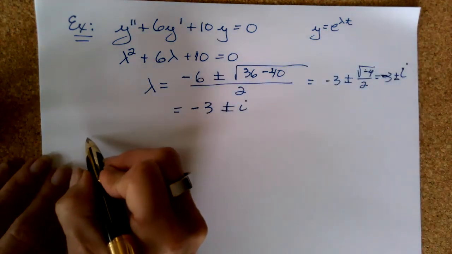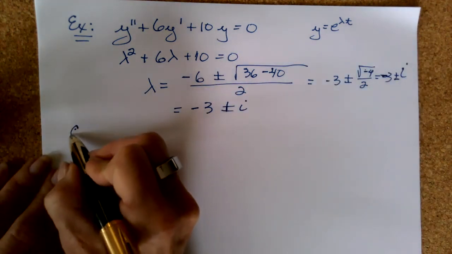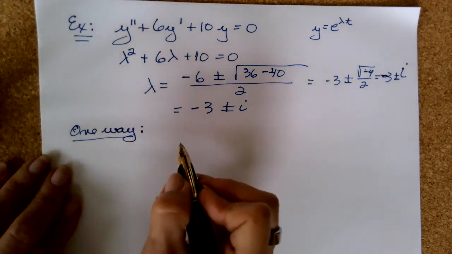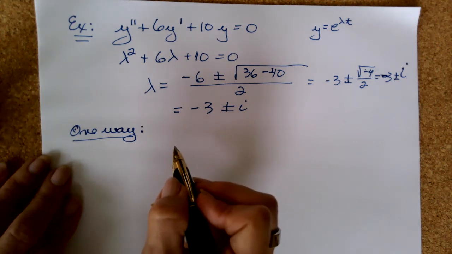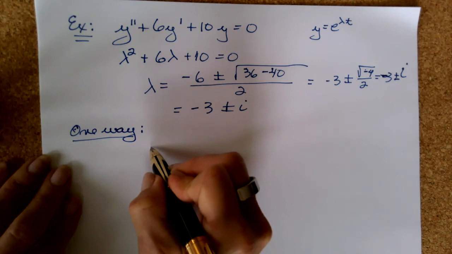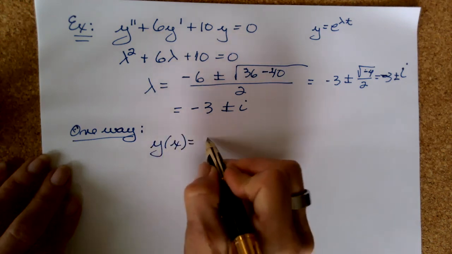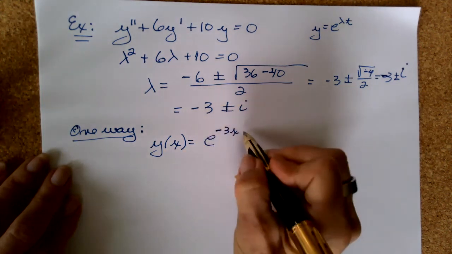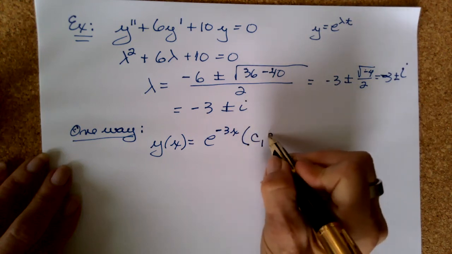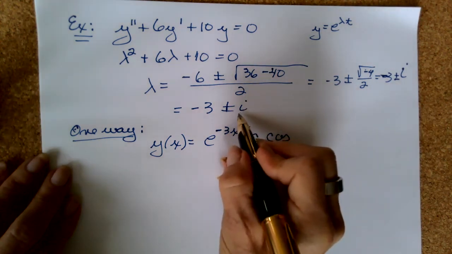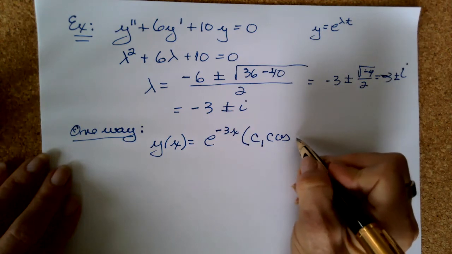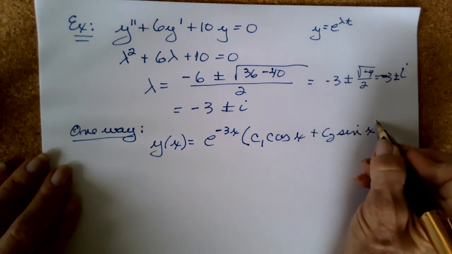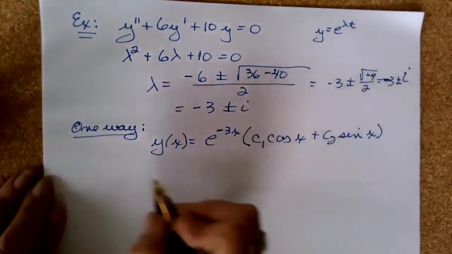I could write it as, one way, and I imagine this is the way that WebAssign is going to want it. You write it as y of x is e^(-3x). So that's taking the real part of this thing, and that's part of the exponential. And then that gets multiplied by C1 cosine. The coefficient of i is 1, so we get 1x, plus C2 sine 1x. Okay, that's one way to write the solution.